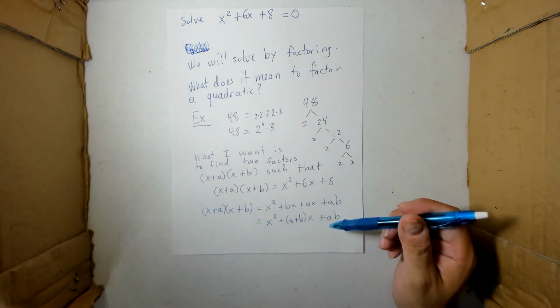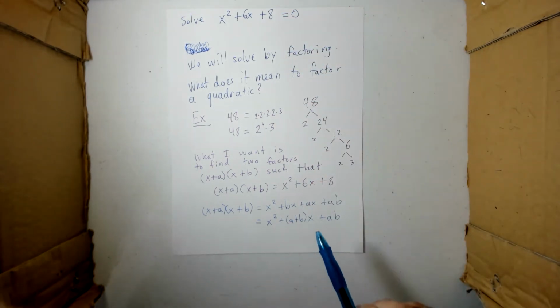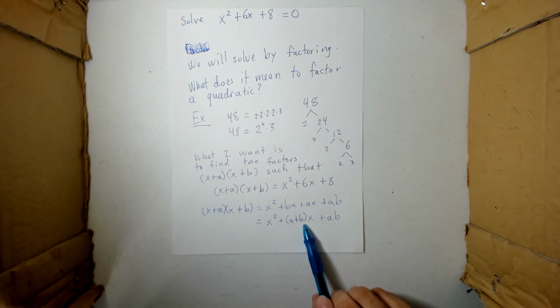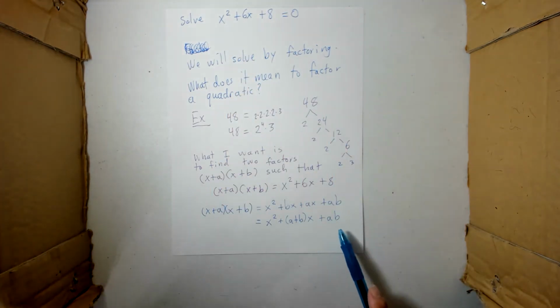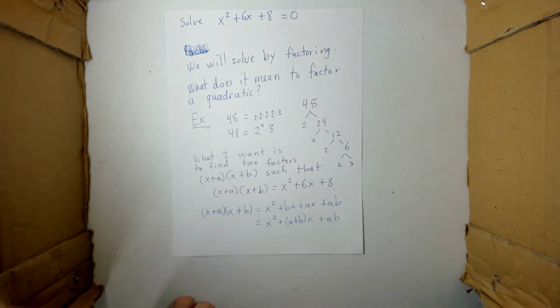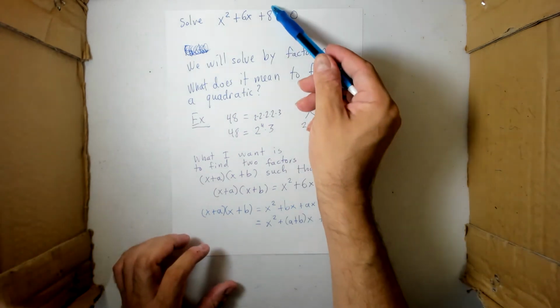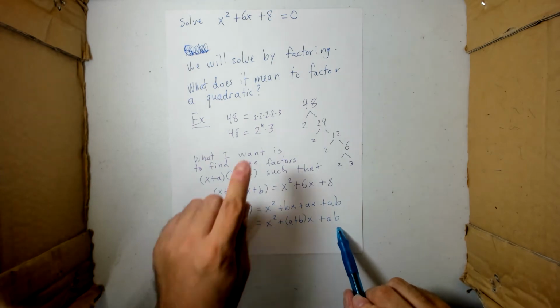But I was originally trying to factor this one. Well, aha, if there was some way that a plus b could equal positive 6, and if there was some way ab could equal 8, then I would be in business. I would have a factorization for this polynomial. And indeed, look at this.